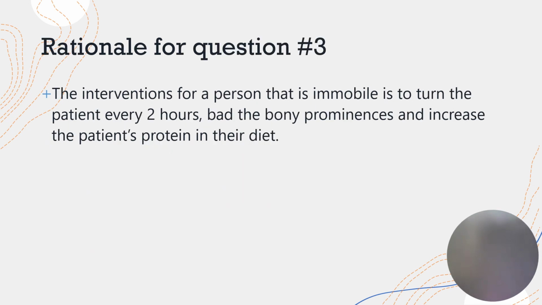This is the rationale for question number 3. The interventions for a person that is immobile is to turn the patient every 2 hours. We should pad the bony prominences and increase the patient's protein in their diet. Protein promotes healing. So that's why it is good to incorporate protein into a patient's diet.